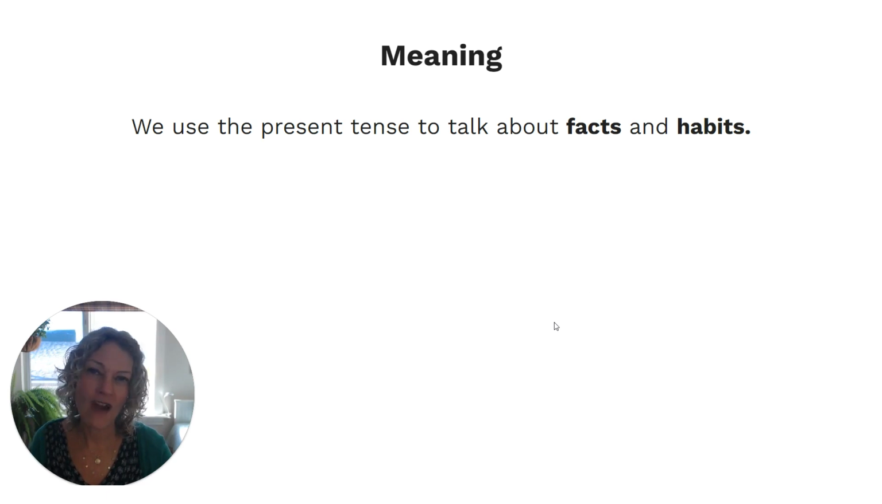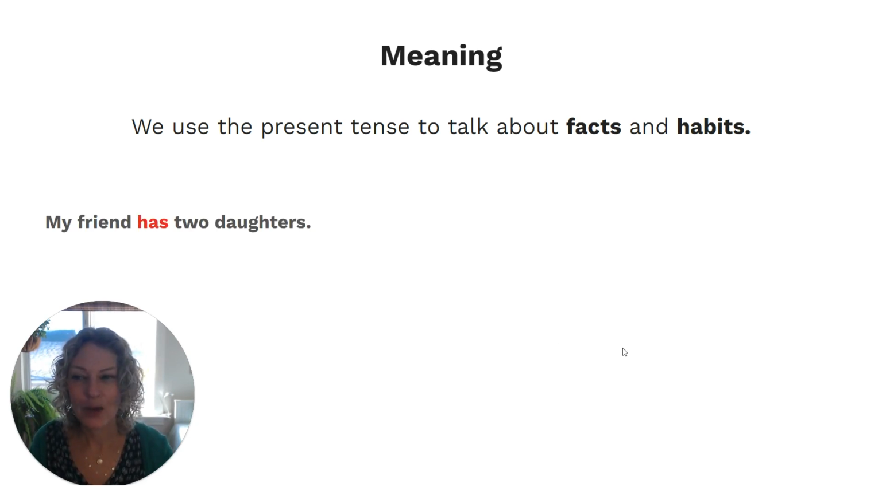And when I say facts, I mean things that are always true, that don't often change. And when I say habits, I mean activities or routines that you repeat. So here's an example. My friend has 2 daughters. So this is a fact about my friend. It's not going to change anytime soon. It's a truth about her.